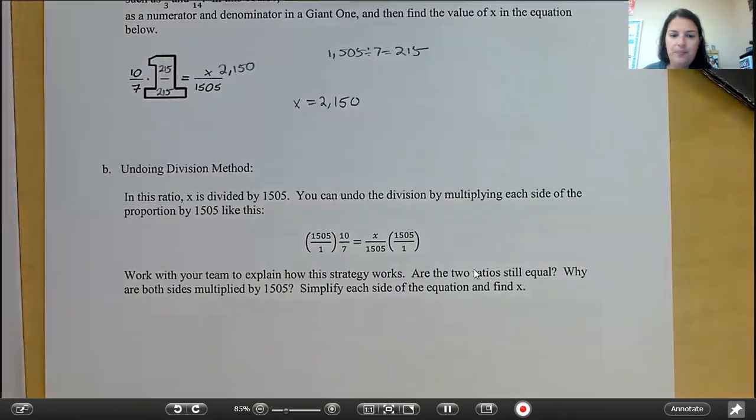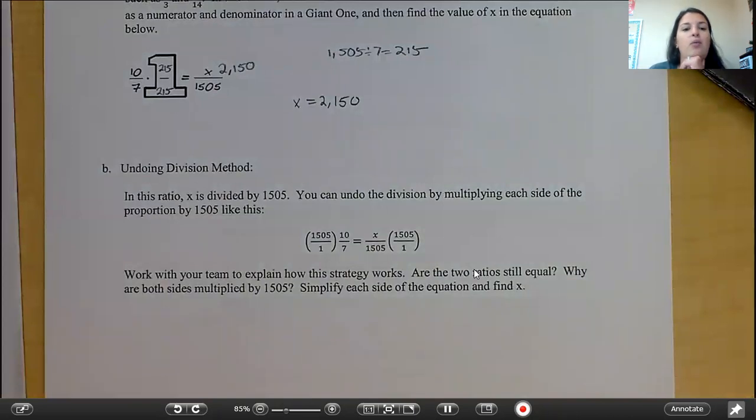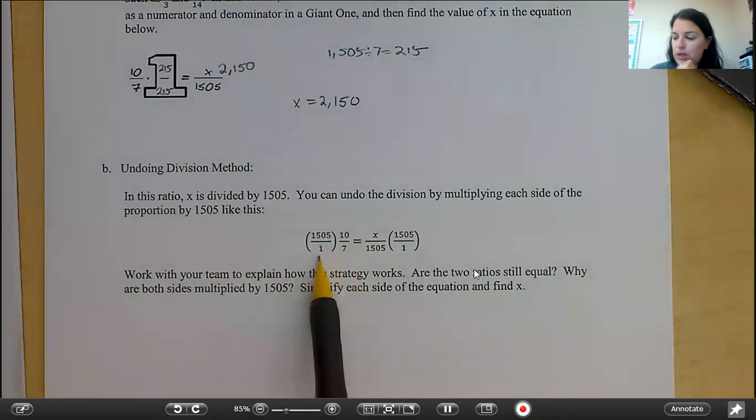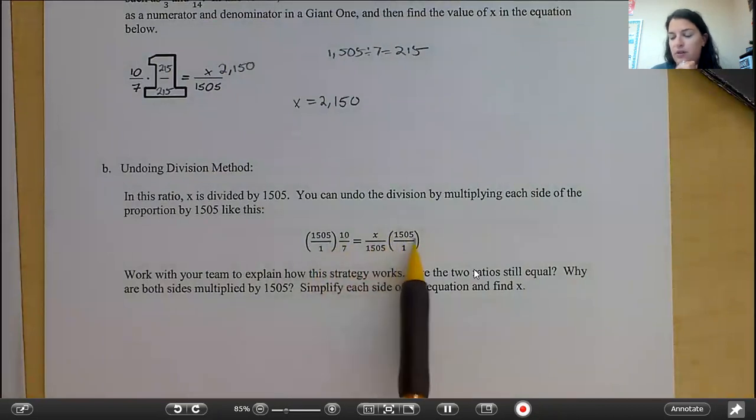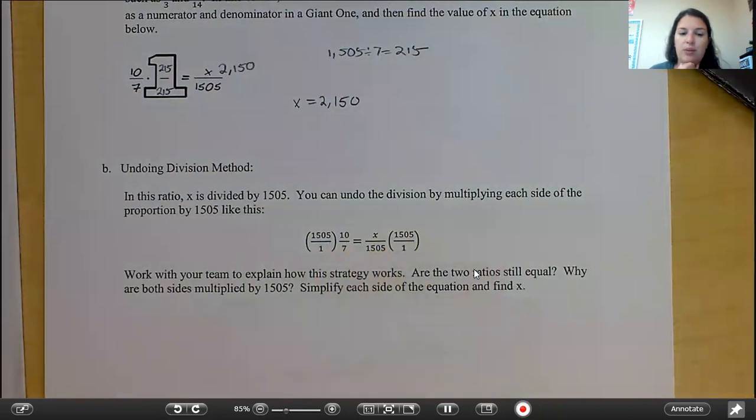Part B, undoing division. In this ratio, x is divided by 1,505. You can undo the division by multiplying each side of the proportion by 1,505 like this: 1,505 over 1 times 10 sevenths equals x over 1,505 times 1,505 over 1. Work with your team to explain how this strategy works. Are the two ratios still equal? Why are both sides multiplied by 1,505? Simplify each side of the equation and find x. So go ahead and solve that and answer those questions.